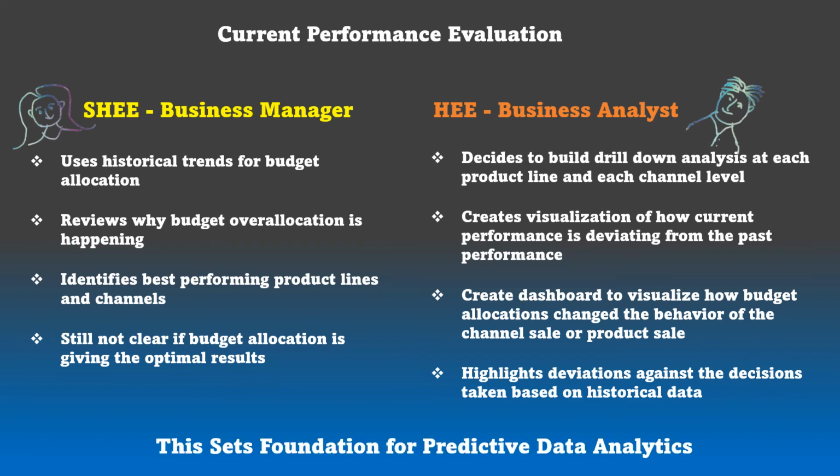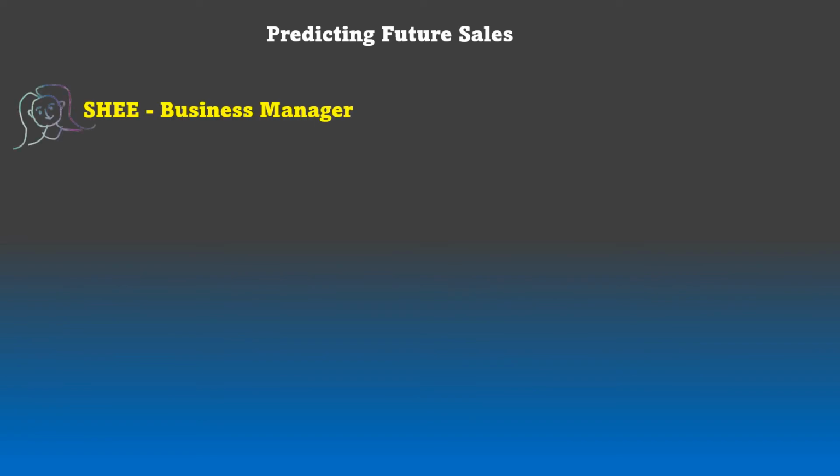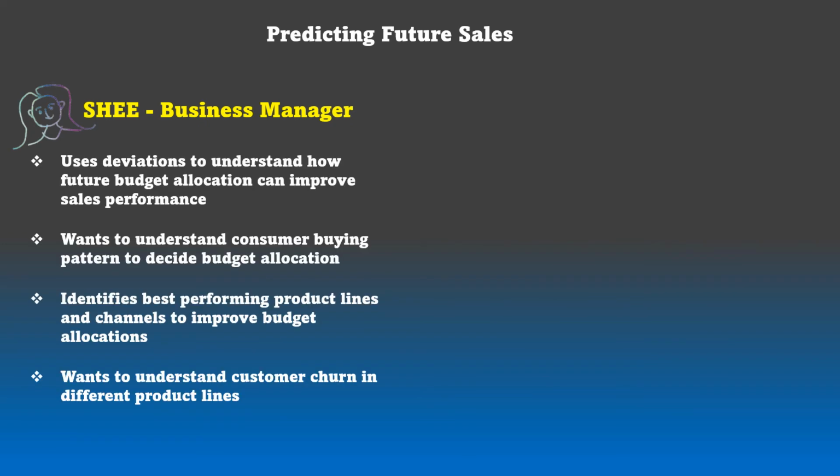Now, this action sets tone for what we call the predictive data analytics. In predictive data analytics, we try and predict the future sales possibility based on the historical and current data analysis. This will help us to plan the budget allocation to maximize the product sale. She, the business manager, uses deviations to understand how future budget allocation can improve sales performance.